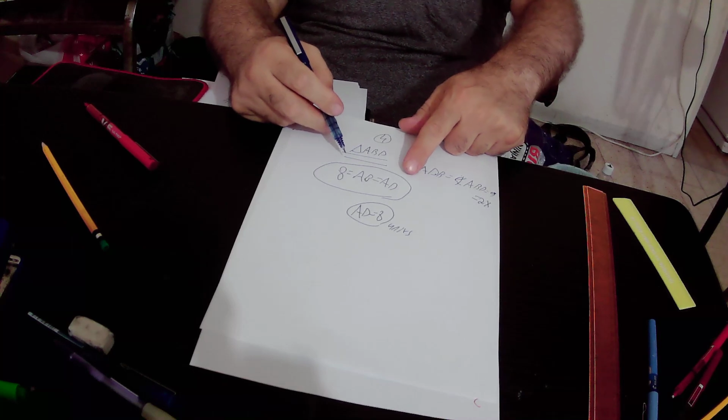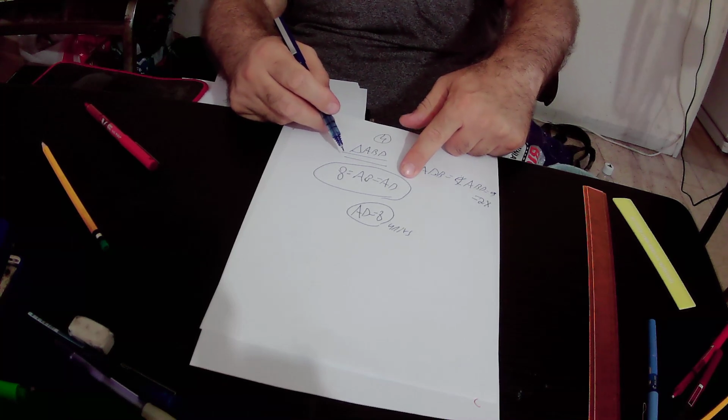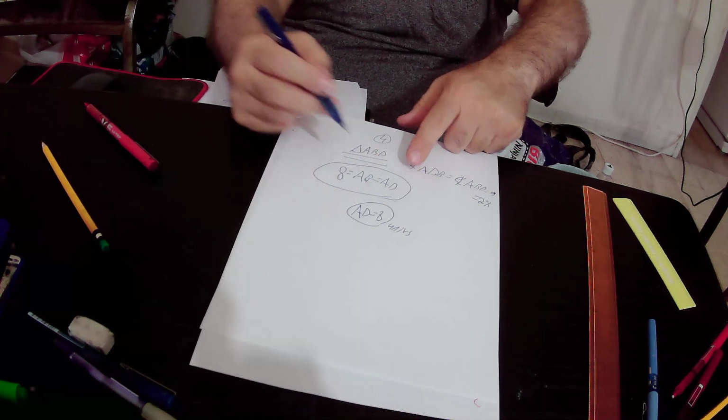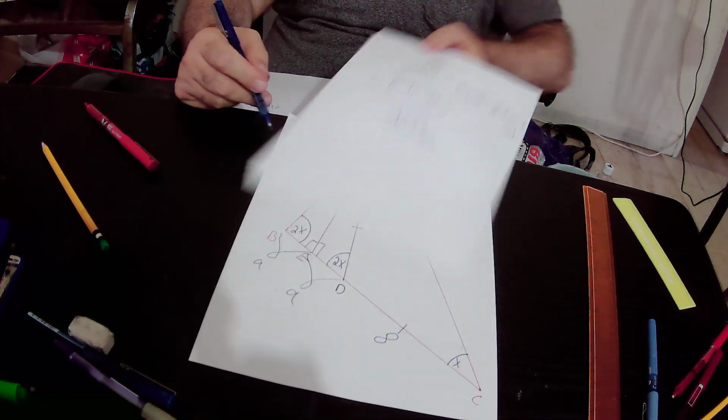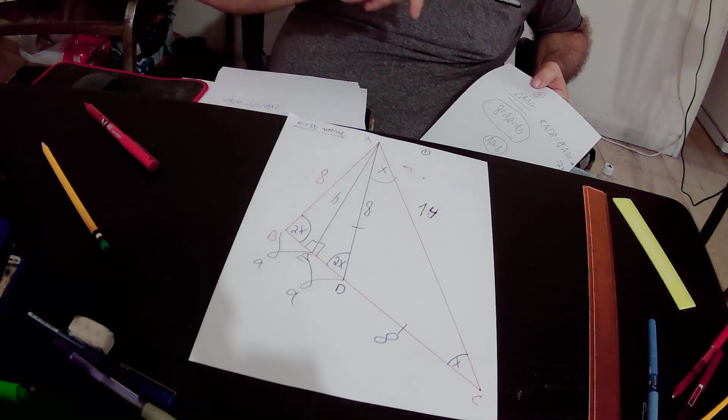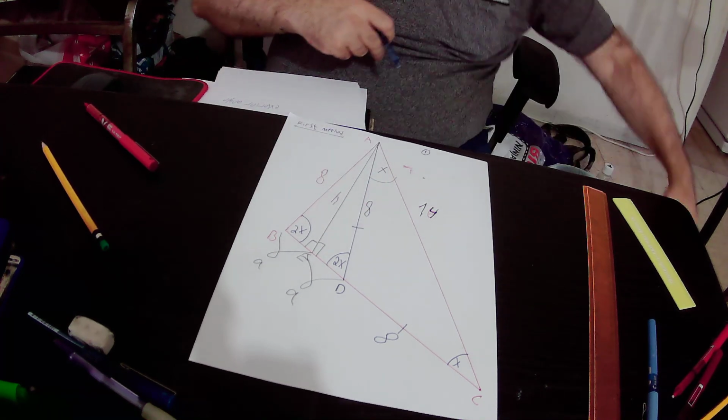So according to this equality, we can deduce that AD also equals 8 units. Okay, so AD also equals 8 units.